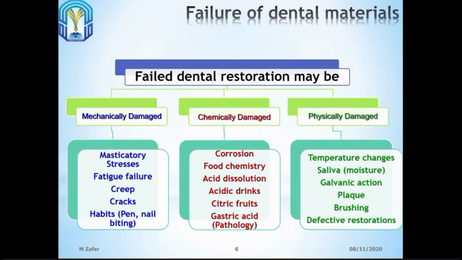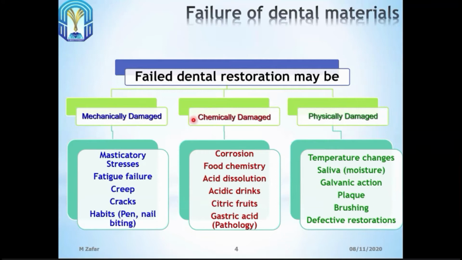We all know any material in the oral cavity is under the stresses of mastication. So they are subject to masticatory stresses or other stresses, so force is applied. So mechanically, a material can fail due to masticatory forces, streaks, failure, cracks, creep, and habits, like certain patients might have nail biting, pen biting, so that can lead to extra mechanical stresses and failure.